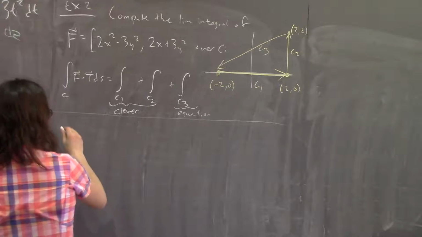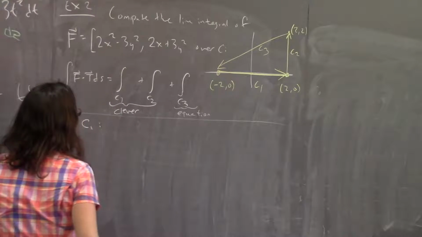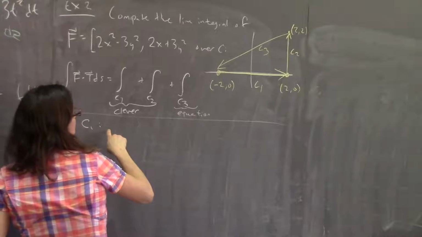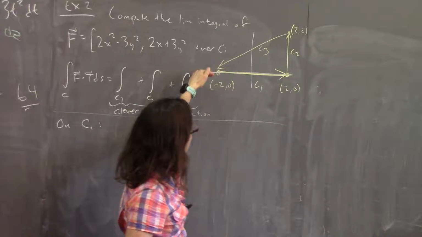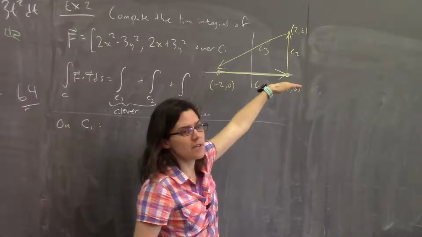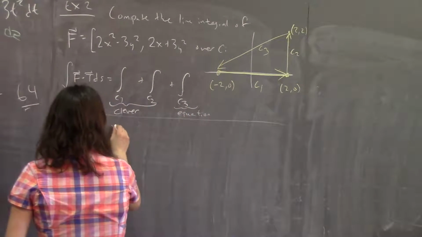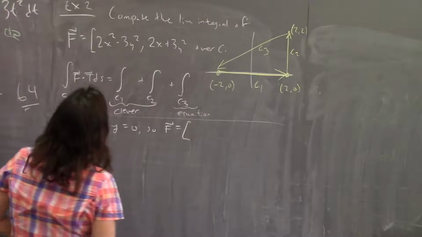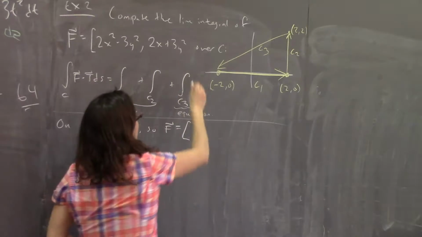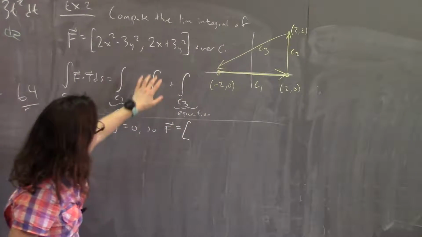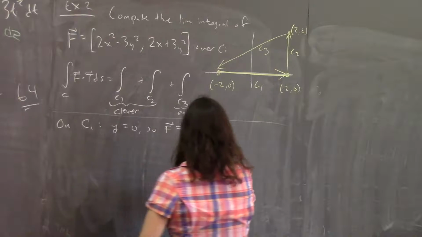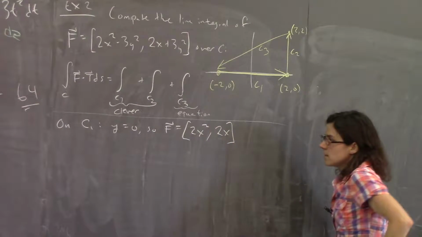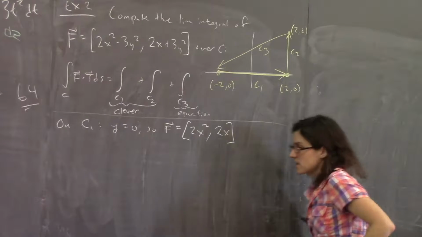So on C1, let's see if we can figure out what these parts are. So F, well, let's see. On C1, it's along the x-axis, so y is always 0. So our vector field is, well, everywhere we see a y, we can plug in 0. So it's just 2x squared, comma, 2x. So let's look at what this looks like.